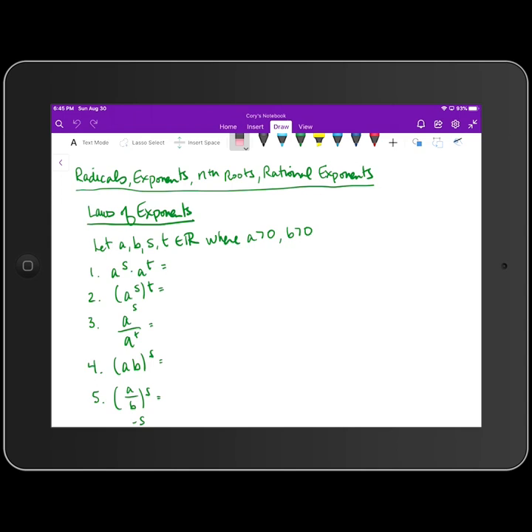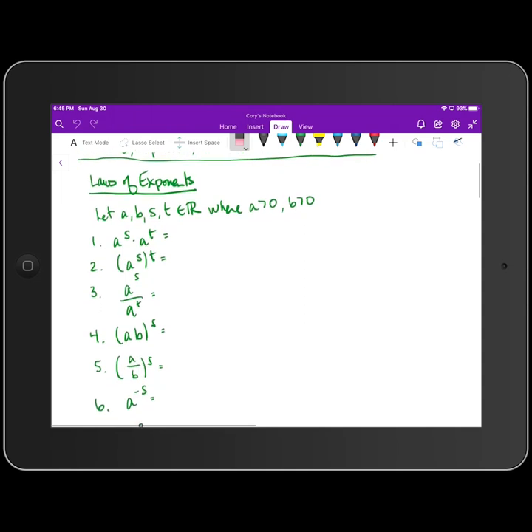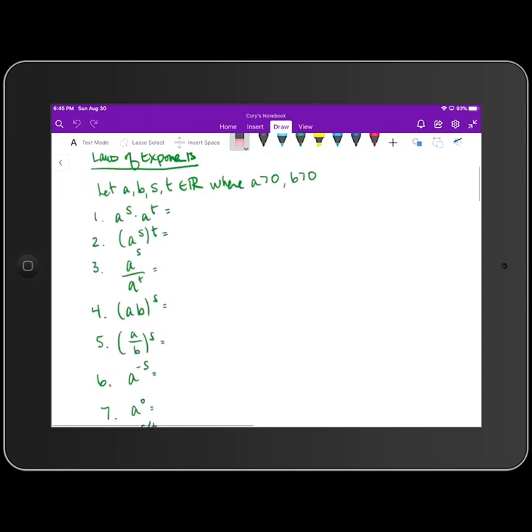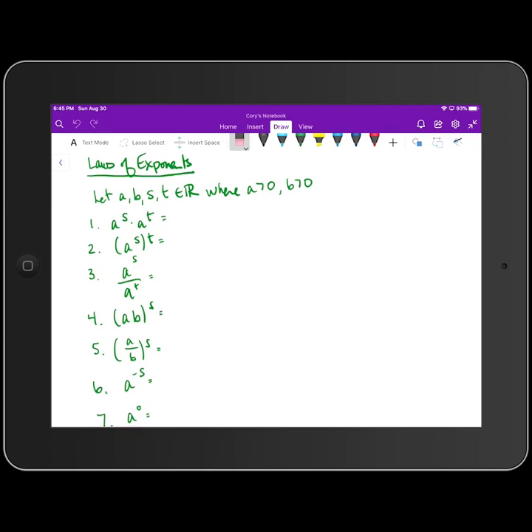So first thing we're going to get into is our laws of exponents. There are a handful of these that we're going to look at. We're going to let A, B, S, and T be real numbers where A is greater than 0 and B is greater than 0. So law number 1 says if we take A raised to the S power and multiply it by A raised to the T power, so we're multiplying two exponents that share the same base, we can combine that into a single exponent by adding the powers. So that's going to be equal to A raised to the S plus T power.